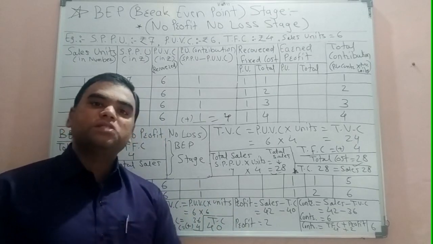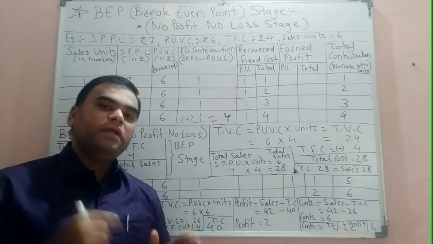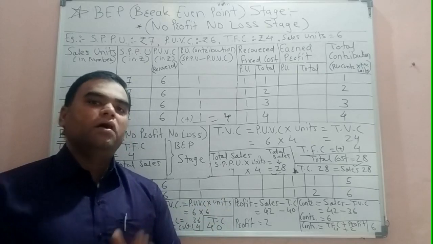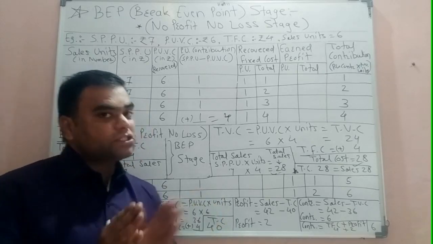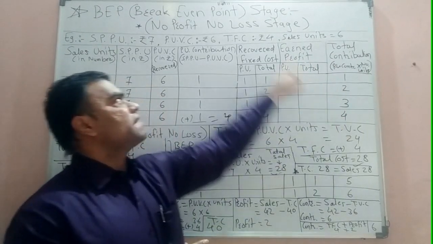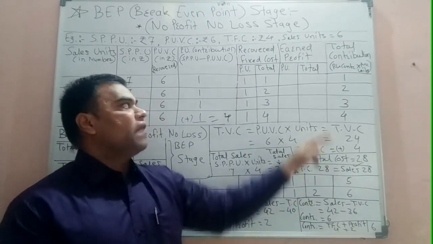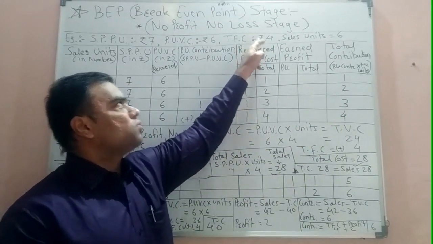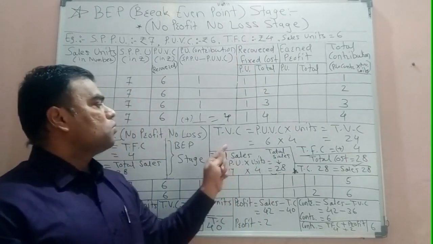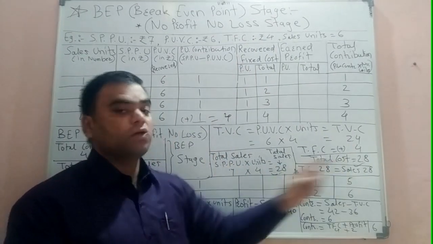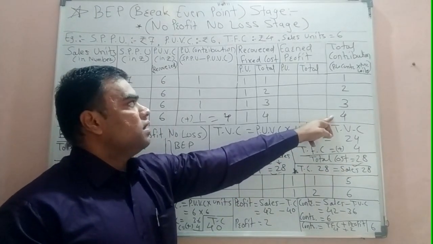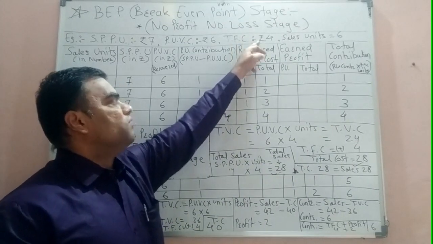So we have discussed what is meant by the BEP stage, break even stage, no profit no loss stage. BEP stage means no profit no loss stage. The point when our sales and total costs are the same is known as the BEP point or BEP stage. And that stage comes when our total contribution becomes exactly equal to total fixed cost, and automatically at that point our total cost becomes exactly equal to total sales.